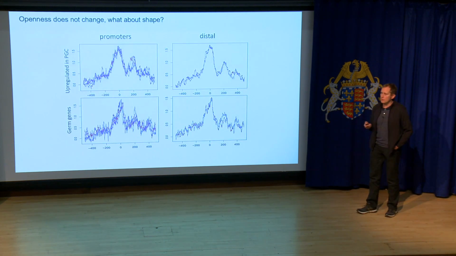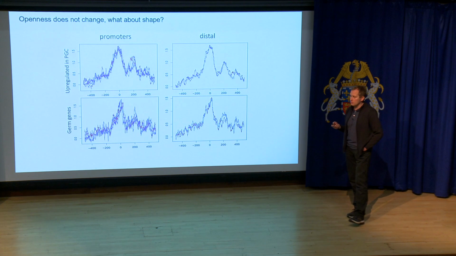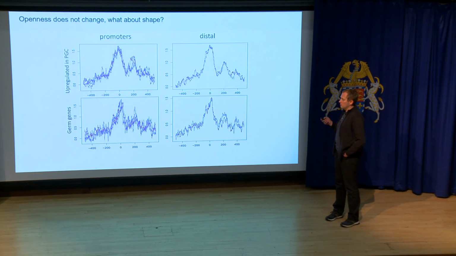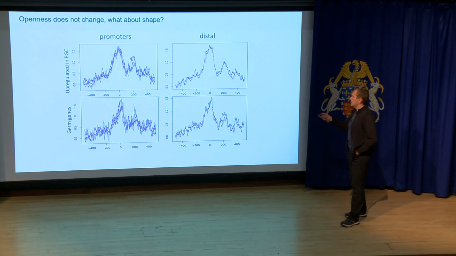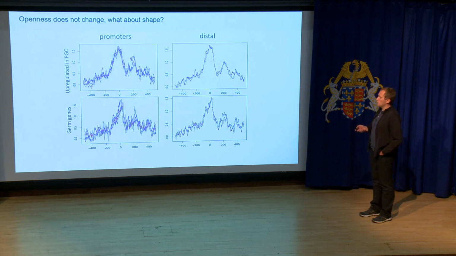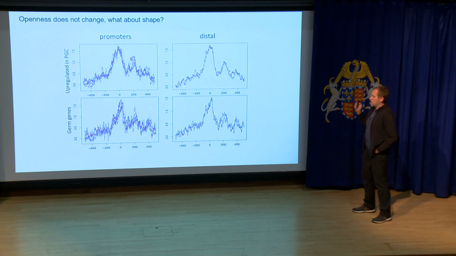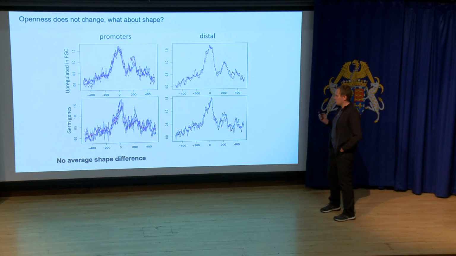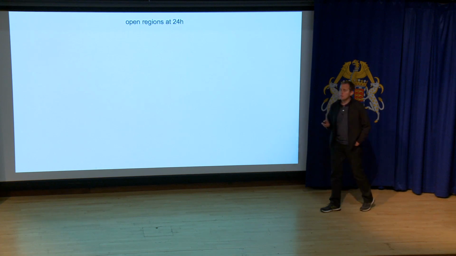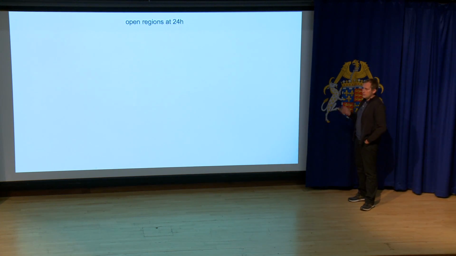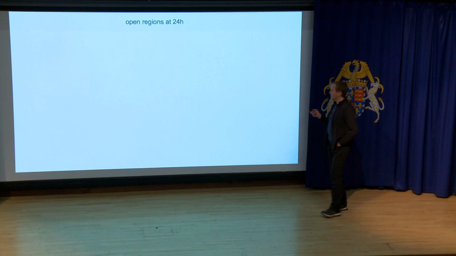Then I looked at whether there is a shape difference instead of just levels. If you look at different classes of genes, somatic in red and blue in PGCs, they look very, very similar. So also no shape difference. But then, when I looked at 24 hours, some miracle happened.